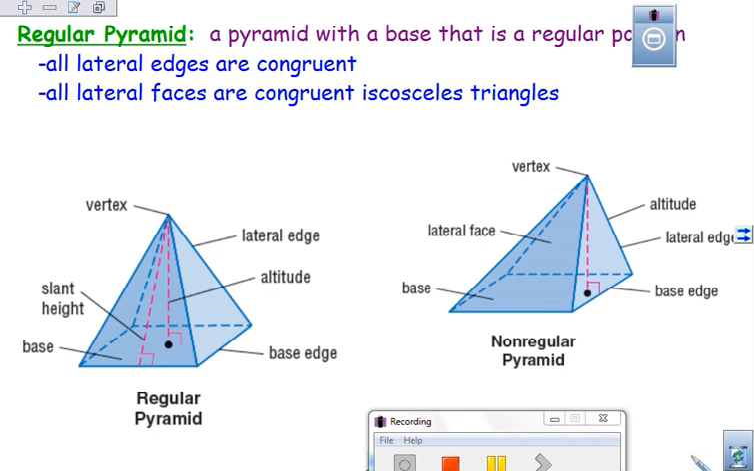A regular pyramid is a pyramid with a base that is a regular polygon. That means all sides and all angles are the same. In this, all lateral edges end up being congruent, and all lateral faces are congruent isosceles triangles. So here is a regular pyramid, and here is a non-regular pyramid. So the slant height is a little bit different on each face.